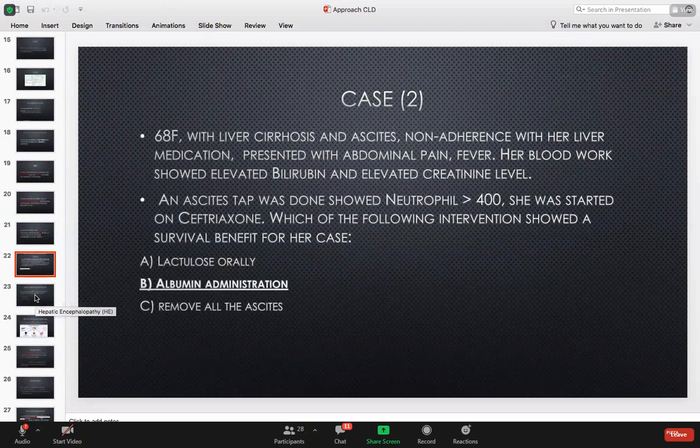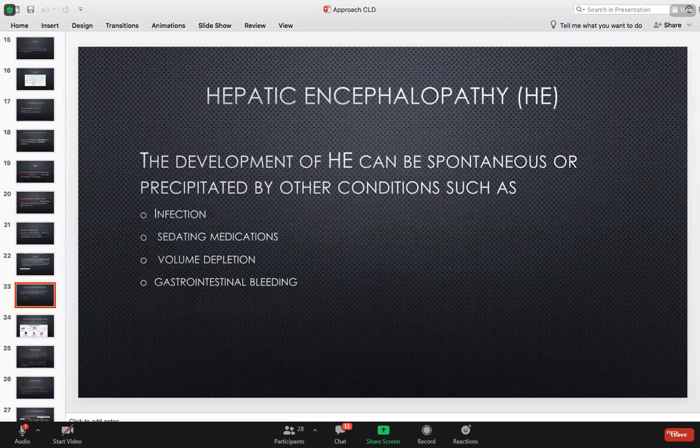Fine. Let's move on to the third topic, hepatic encephalopathy. Okay. So the development of hepatic encephalopathy can be spontaneous from the disease itself, but also can be precipitated by other conditions like infection, sedative medication, volume depletion, GI bleed. So whenever you see someone with liver cirrhosis presenting with hepatic encephalopathy, you really have to rule out those precipitants. Okay?